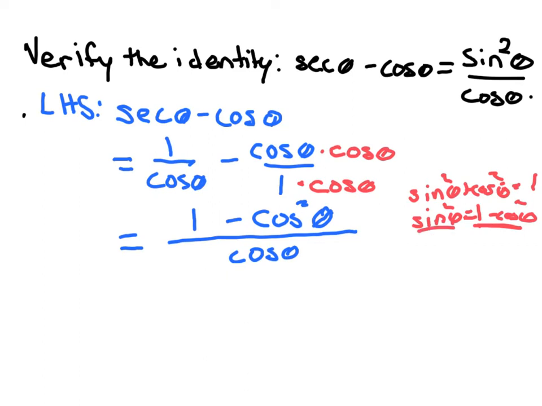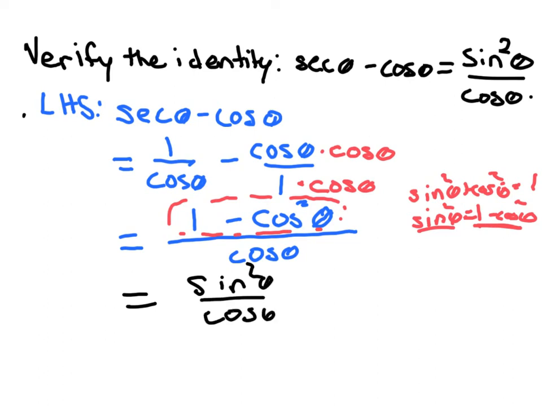So I could change this numerator right here into sine squared so that this becomes sine squared theta over cosine theta, which is the right side of that equation.